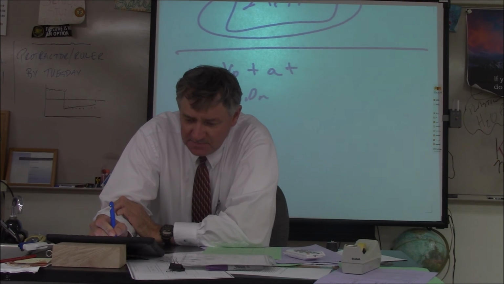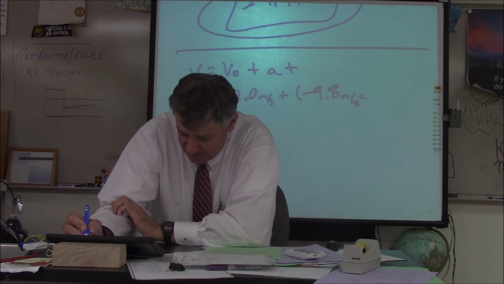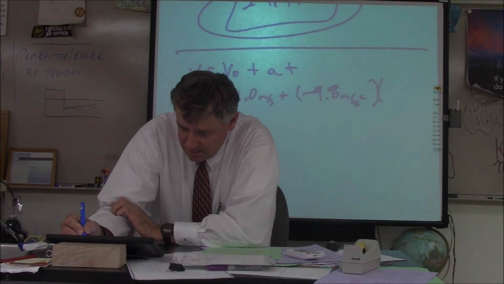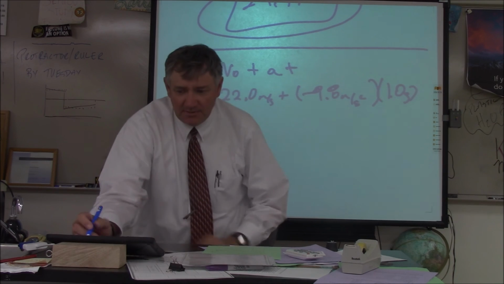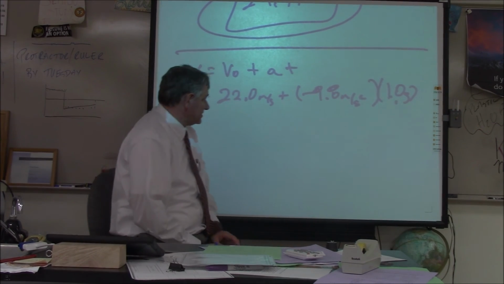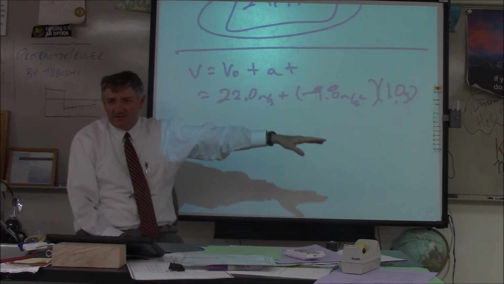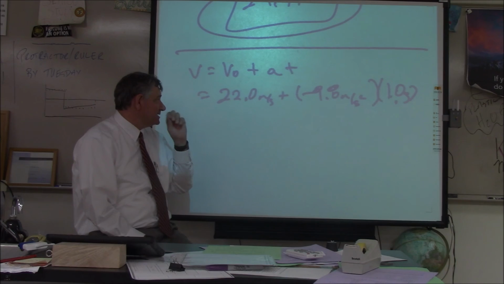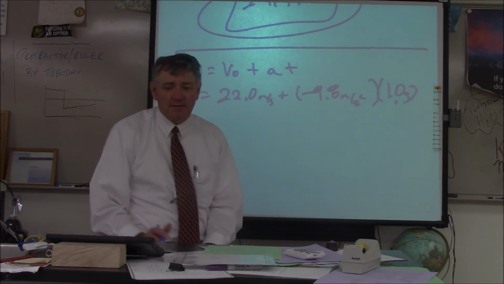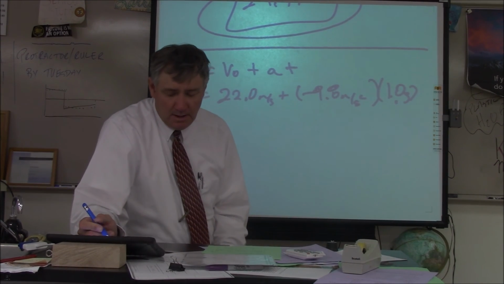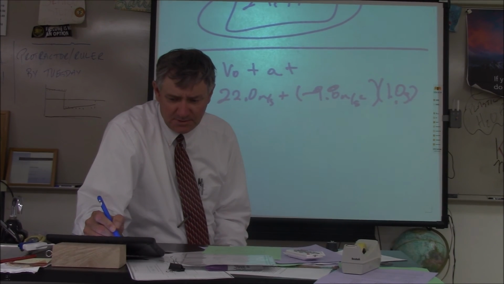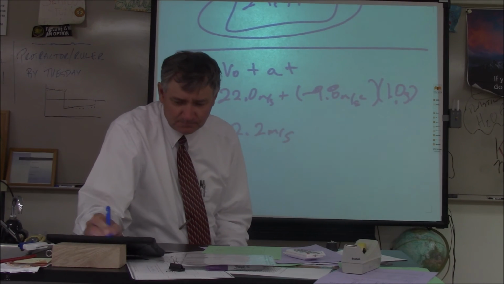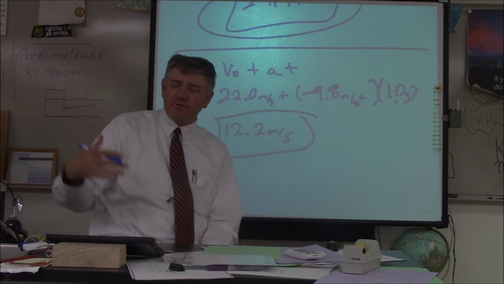So you got 22 meters per second plus negative 9.8 meters per second squared times 1 second. And oddly enough, what's going to happen? You're going to take 22 and you're going to subtract 9.8. That's all you have to do, right? That's it. So somebody take 22 and subtract 9.8. 12.2 meters per second. Makes sense? Right. Hey, it's less than 22, right?